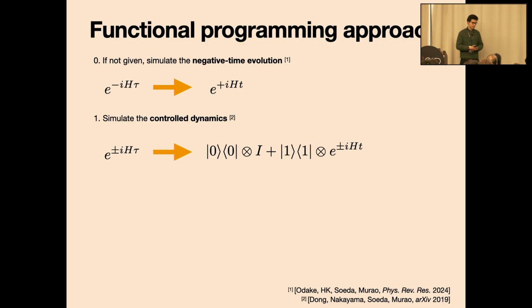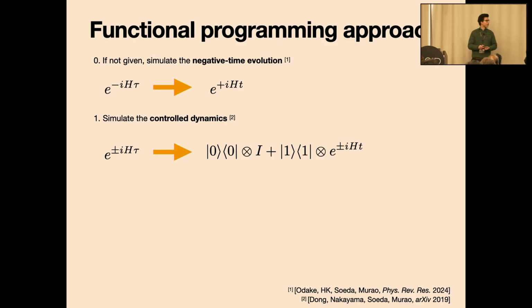The next step is that once we're given the positive and the negative time evolution, we use this subroutine called controlization, from a paper by Dong, Nakayama, Soeda, and Murao from 2019, which takes as input a Hamiltonian evolution and returns a controlled version. It does this by using a randomized algorithm.